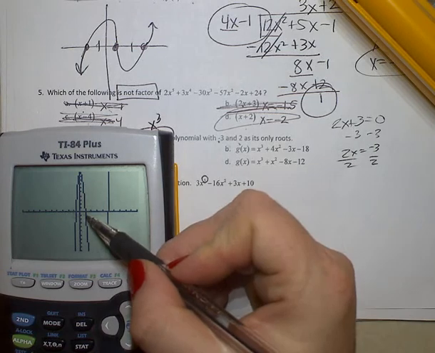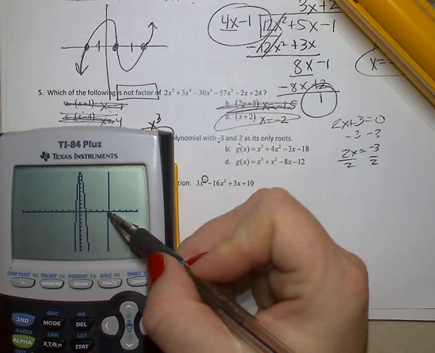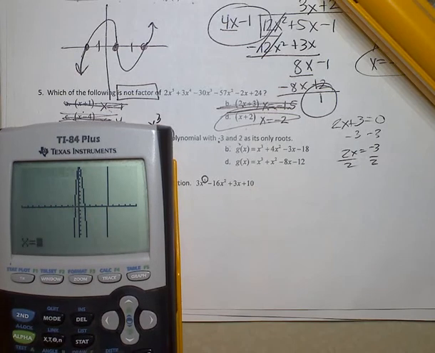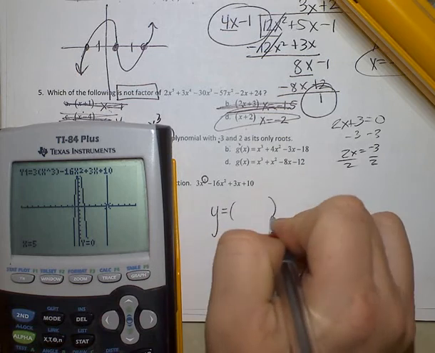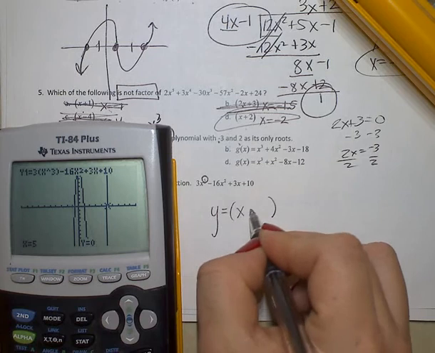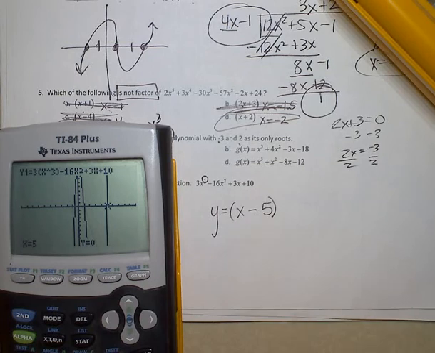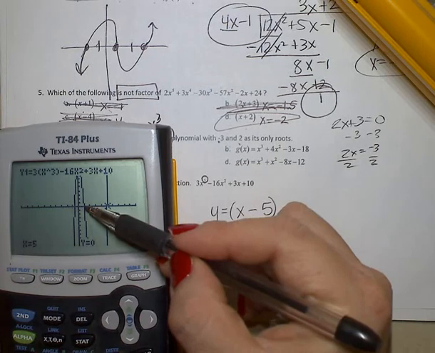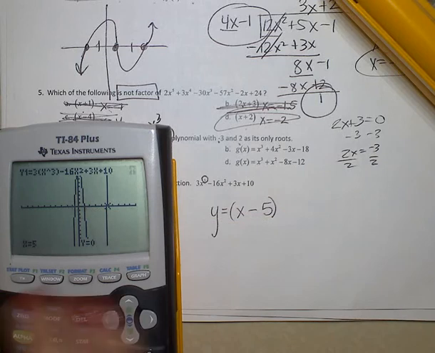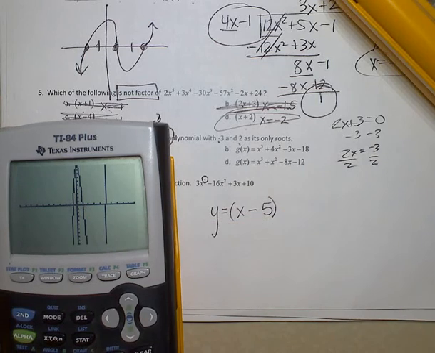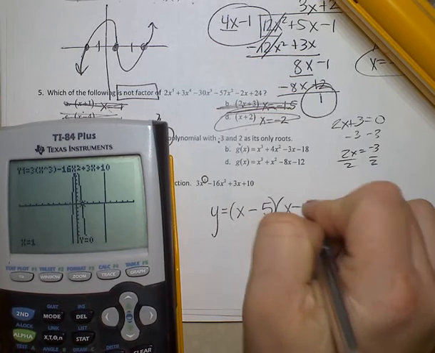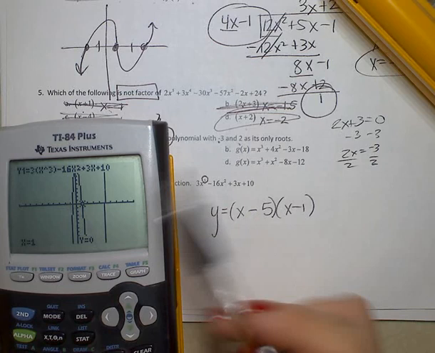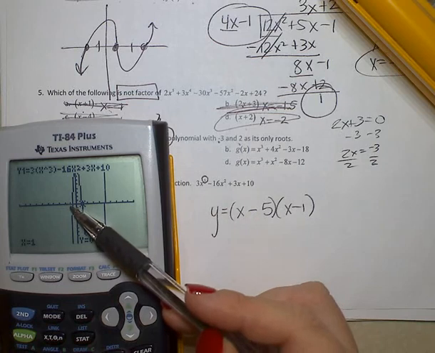1, 2, 3, 4, 5. It looks like 5 is an x-intercept. Let's cheat and see if it is. Second trace value. 5 is an x-intercept. So if this is an x-intercept and I want to write this in factored form, I don't write x plus 5. It is x subtract 5. And it looks like 1 is also an x-intercept. Let's check. 1 is an x-intercept, so it's x subtract 1. And I can see that this final x-intercept is not an integer.